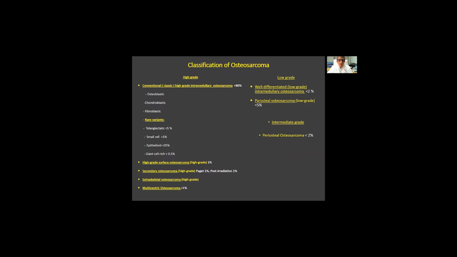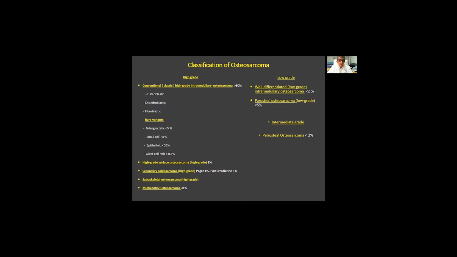it is dependent upon the predominant type that the tumor will be given its name. If the predominant component in the extracellular matrix is cartilage, then the tumor will be named chondroblastic osteosarcoma. If it is bone, it will be named osteoblastic, and if it is fibrous, it will be named fibroblastic osteosarcoma. Other rare variants of high-grade intramedullary osteosarcoma include the telangiectatic osteosarcoma, the small cell osteosarcoma, and very rarely the epithelioid and giant cell-rich osteosarcoma.